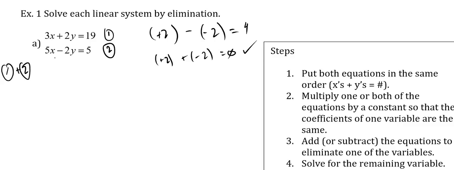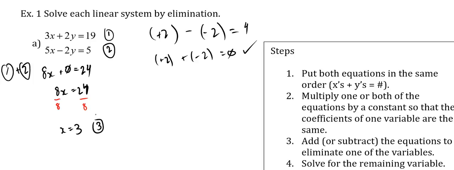So I'm adding: 3x plus 5x is 8x. 2y plus negative 2y is 0. So you don't have to write the plus 0, but that's what's happening. And 19 plus 5 is 24. So I end up with 8x equals 24. Okay, divide both sides by 8. That is not a 24. There we go. And x equals 3. We call this equation 3 just for clarity so that I can explain what I'm doing. But there we go. I found the value of x.